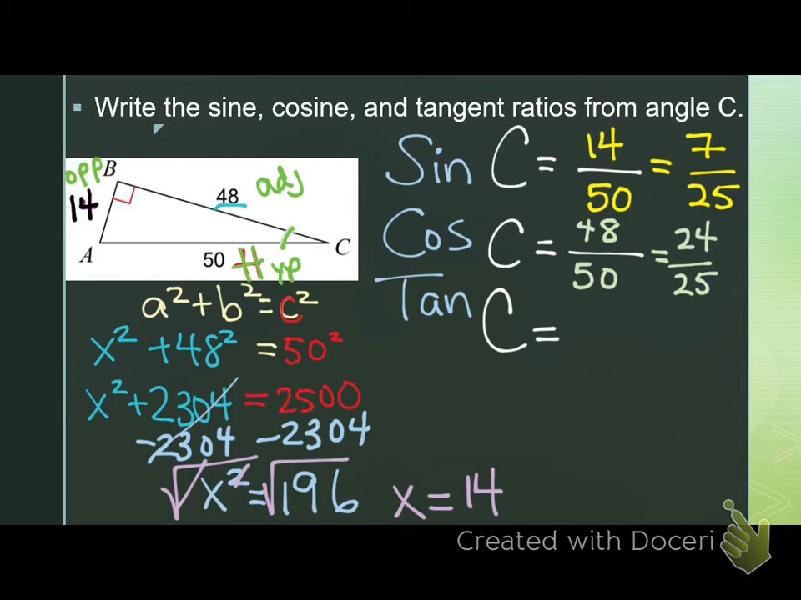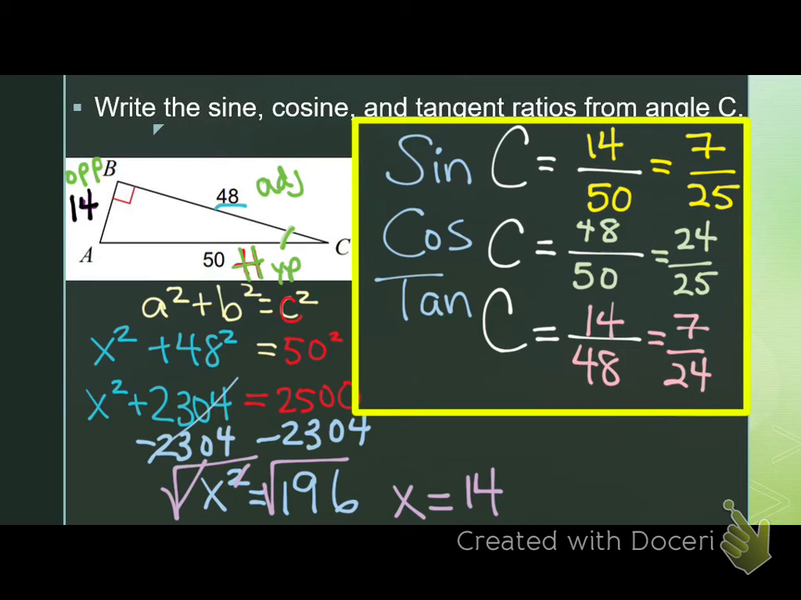Tangent from C. How do you spell the TOA? TOA. So opposite goes on top, which is? 14. Is it? Yep, 14. And then the adjacent? 48. This reduces to? 7 over 24. 7 over 24.